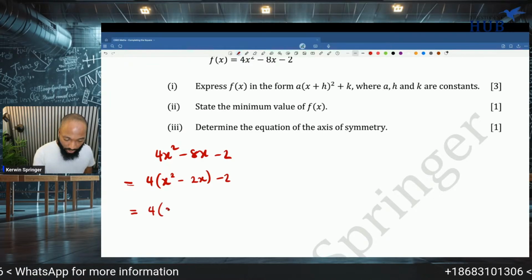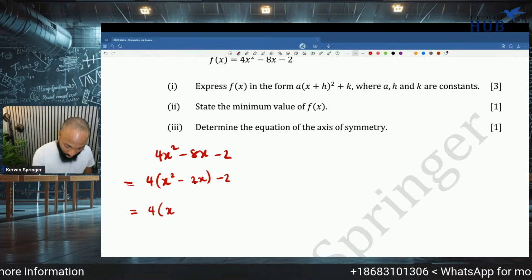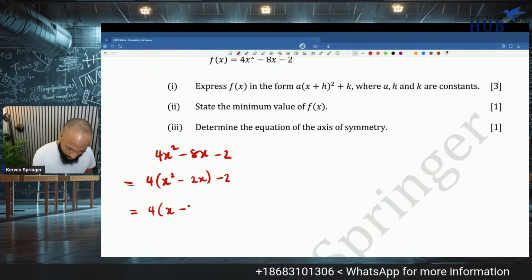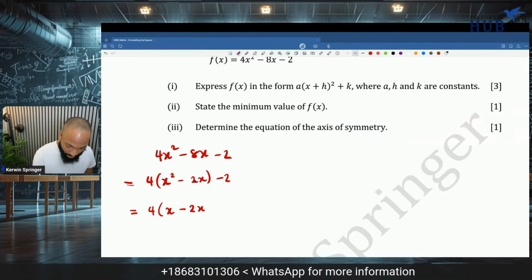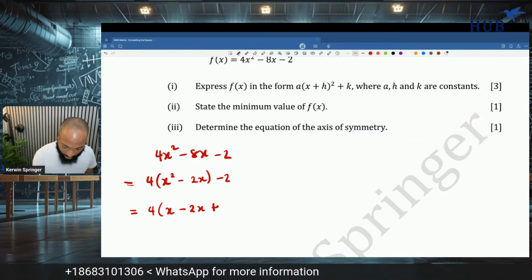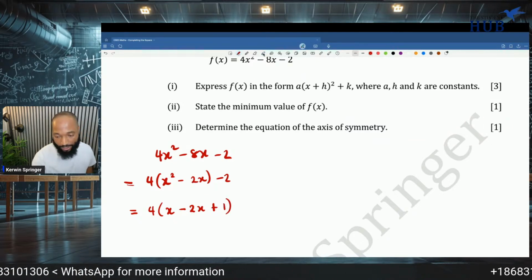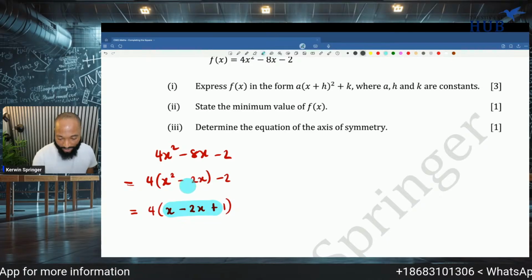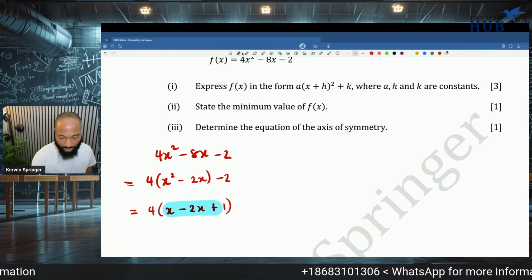And then what do we do? We insert half of this one, negative 2. Half of it is negative 1. We're going to say half of that squared. Negative 1 squared is plus 1. This is a perfect square. Ladies and gentlemen, this is a perfect square. Half of this squared.